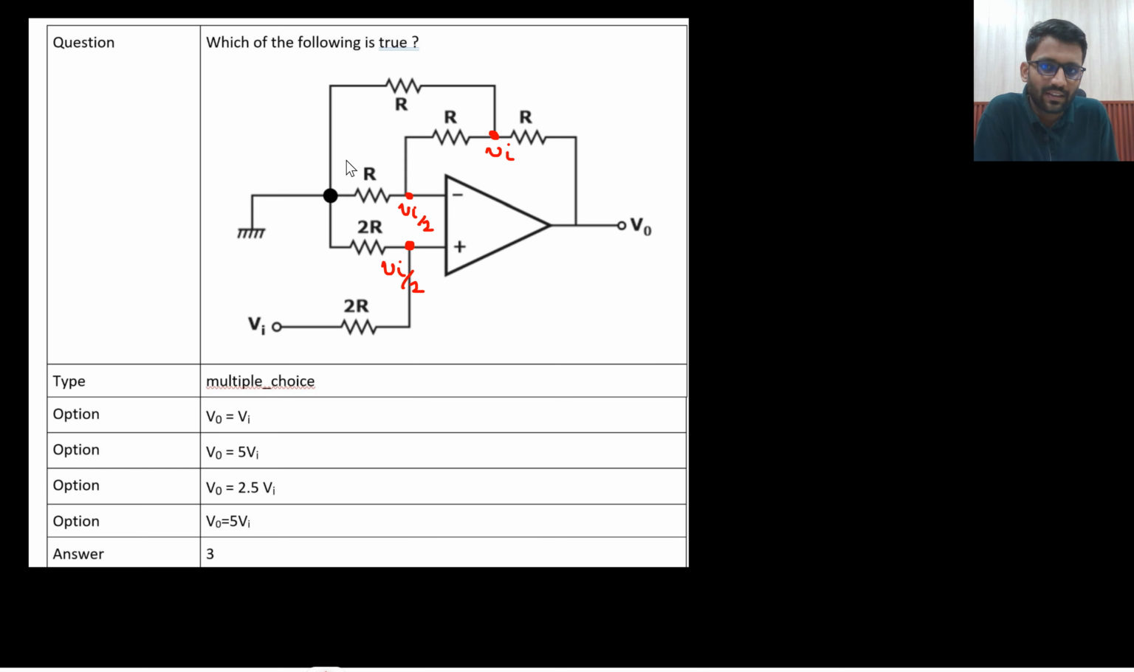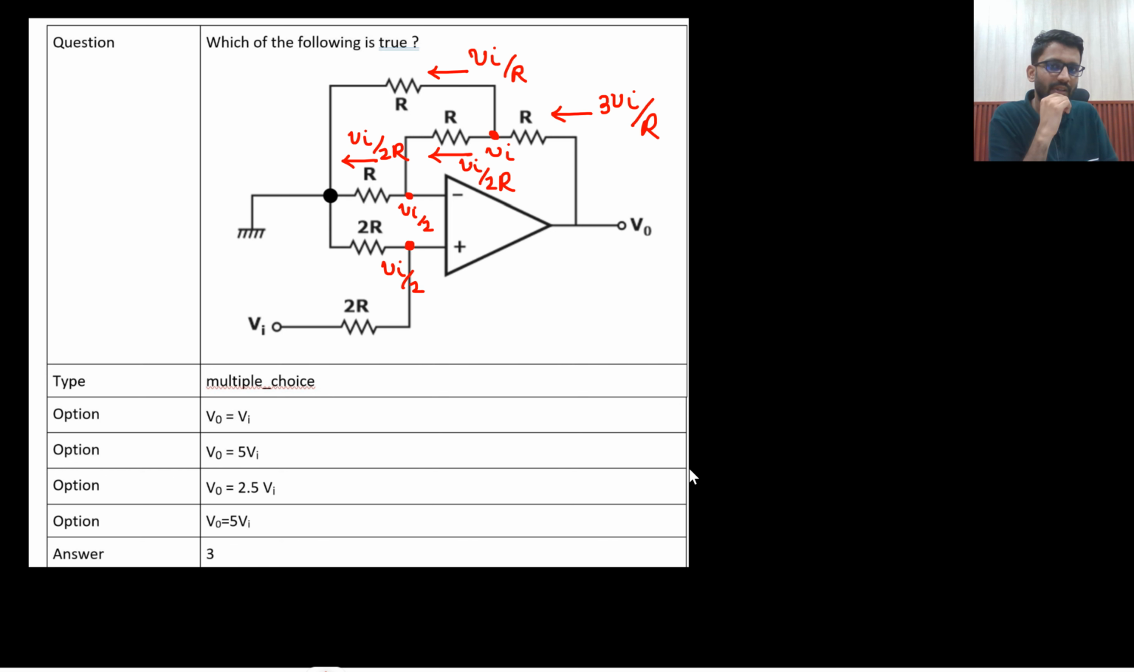And what is this current? This current is V in by 2R. And the same current V in by 2R would be flowing here. And what is this current? This current would be V in by R. Right? This is V in minus V in by 2, V in by 2R current. This is V in by R because this is V in and this is R. So V in by 2R, V in by R. So what would be the total current here? V in by R plus V in by 2R, 3 V in by R, right?